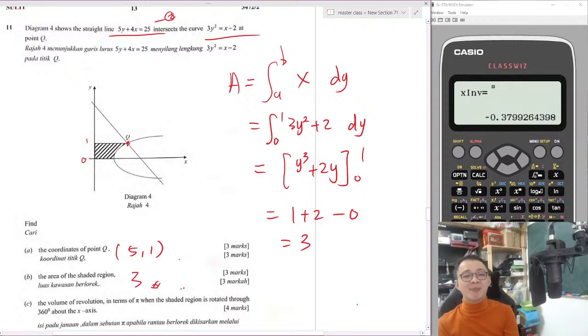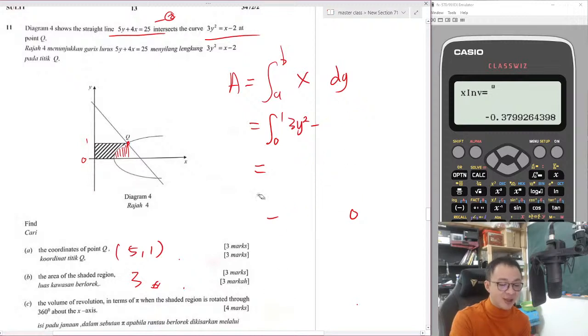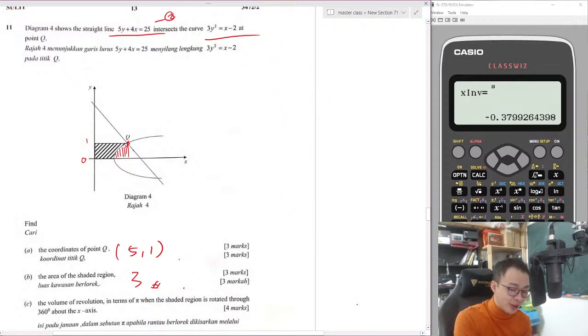This is method number 1. But if you don't like toward the y-axis and you insist on doing it toward the x-axis, you are finding this area. You can do that, no problem, and you will get the same result. Let me show you real quick. I know this one is 5, so I want to know what the x-intercept is here. This is y equals 0, right? I substitute y equals 0 into this equation: 0 equals x minus 2, x equals 2.